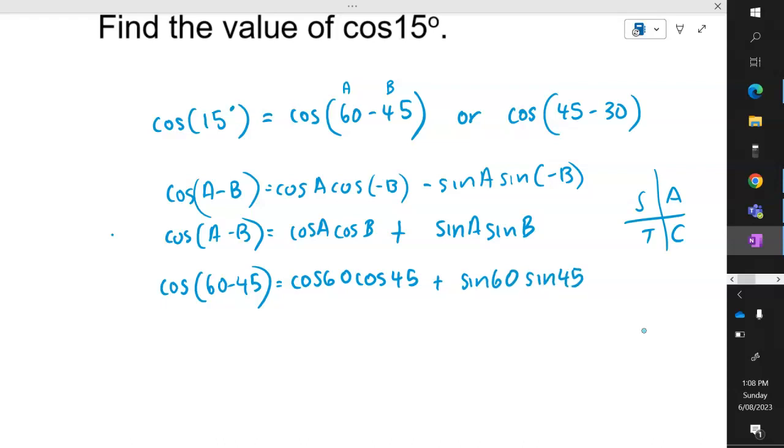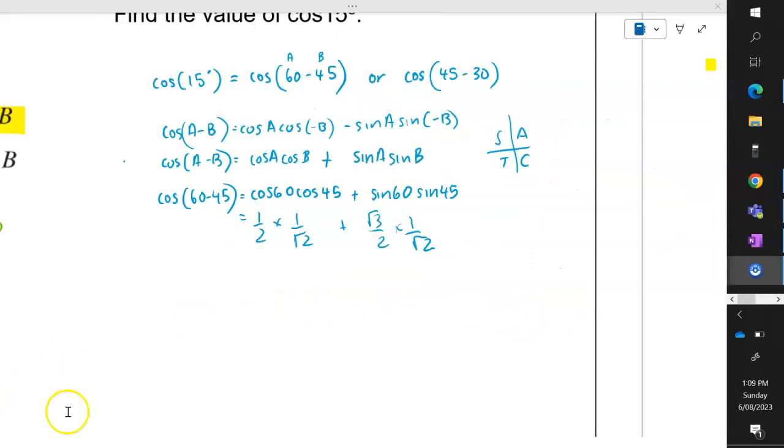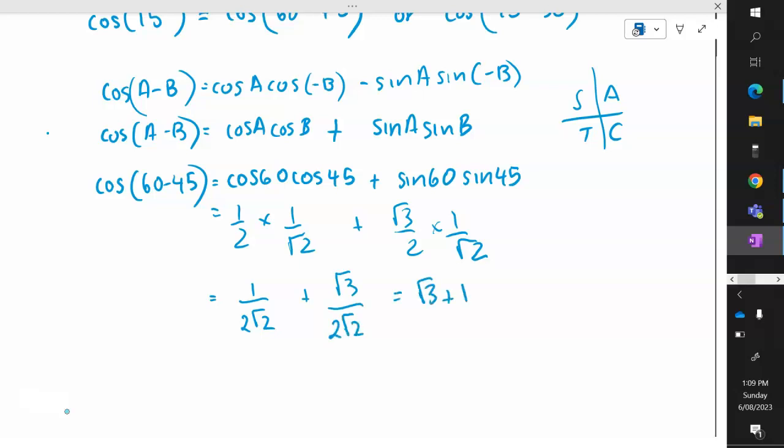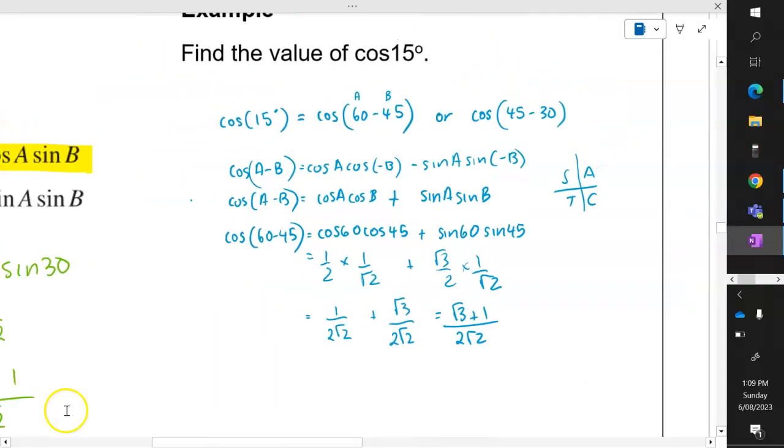I'm going to pause the video, pop your values in there and see if it's the same as mine. Just going to neaten my answers up there, and that will become 1 over 2 root 2 plus root 3 over 2 root 2, which equals 1 plus root 3, or root 3 plus 1, over 2 root 2. Had you chosen to use cos 45 minus 30 instead of 60 minus 45, it would work through and give you the same answer.